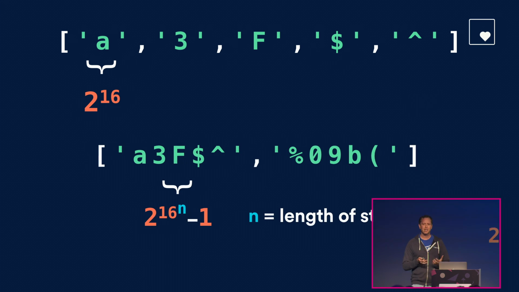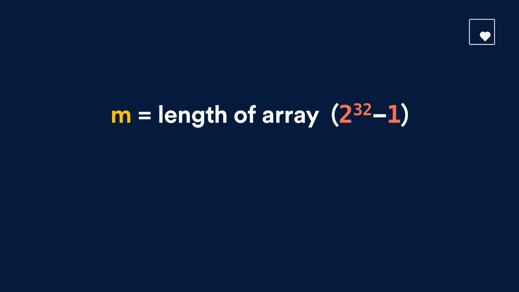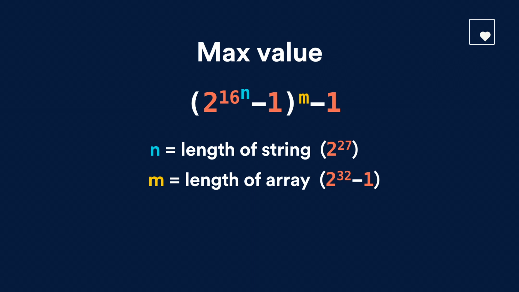So technically, we could store anything we want in one of these slots. We don't have to store just 1 character. And then the conclusion of that is we could store one of these superstrings that we created in each slot of an array. So how long is an array? Well, an array is 2 to the 32 minus 1, just so you know, which means our new max value is this huge thing here.